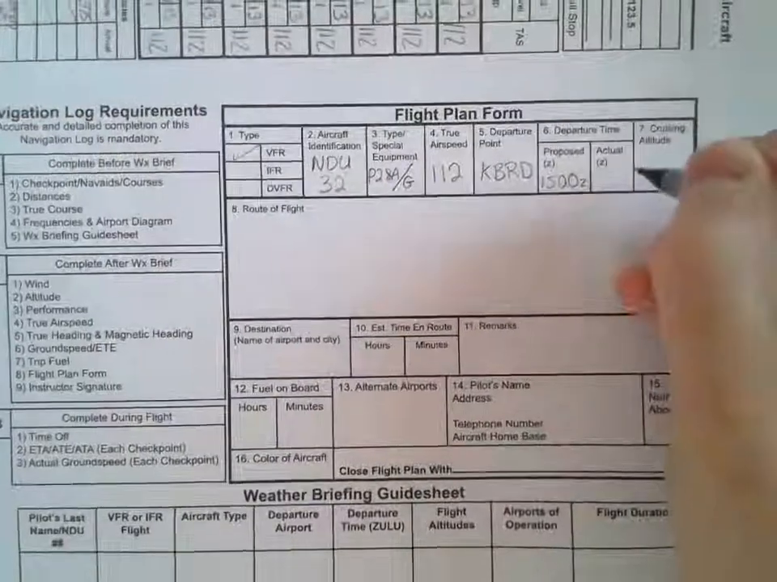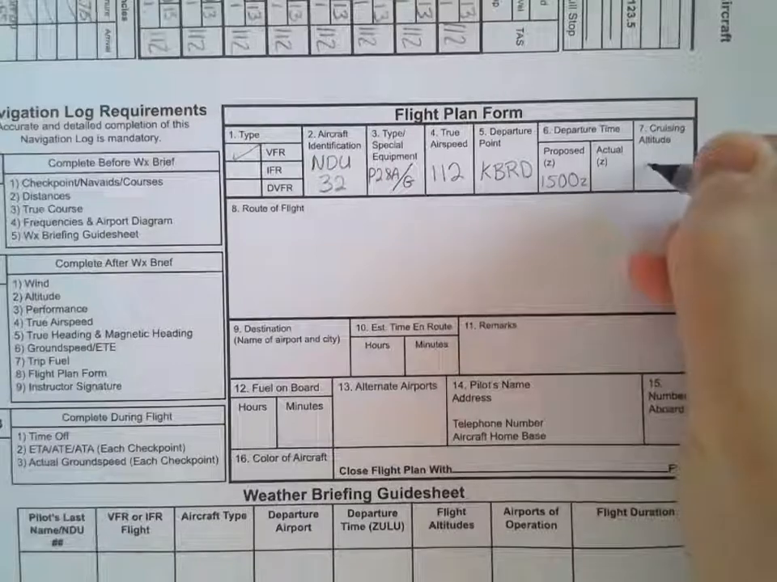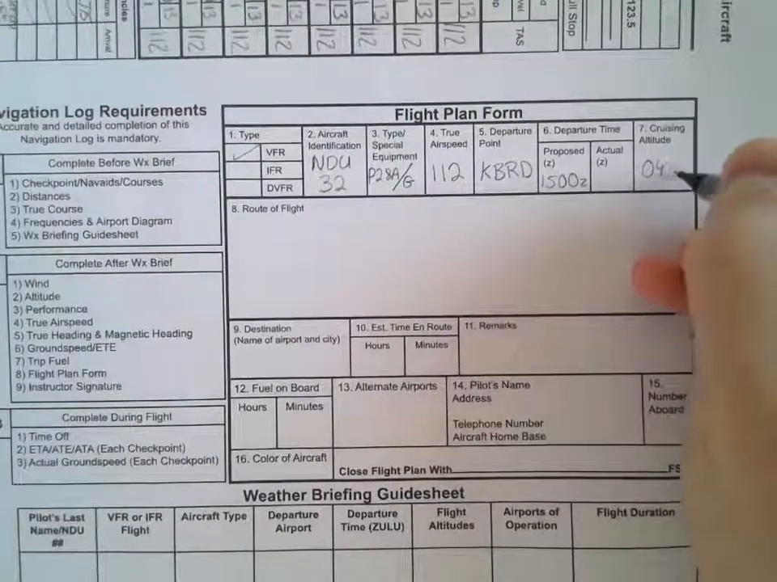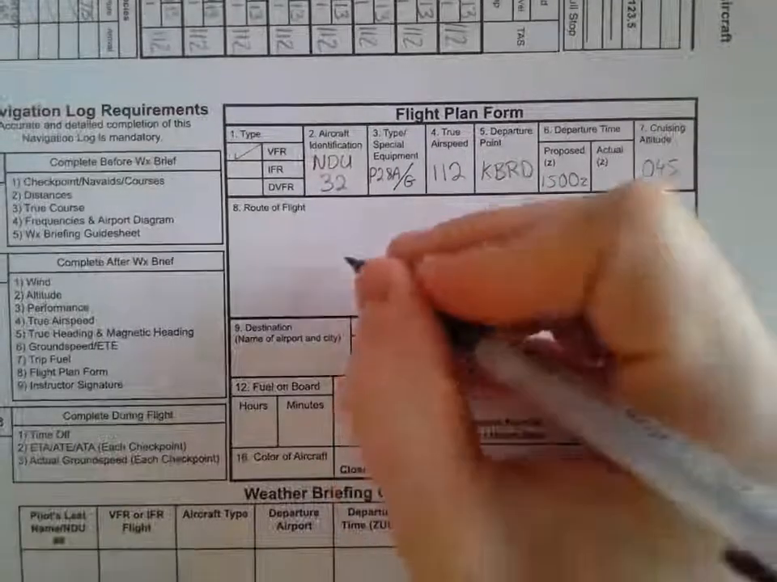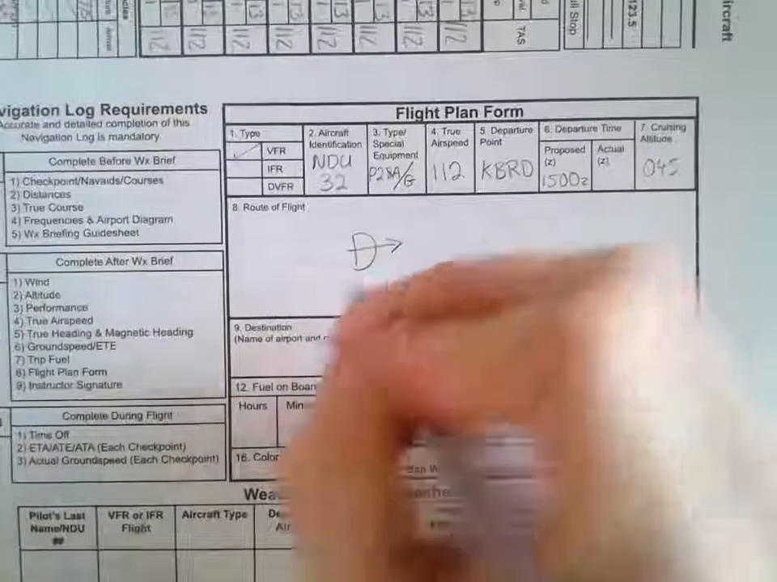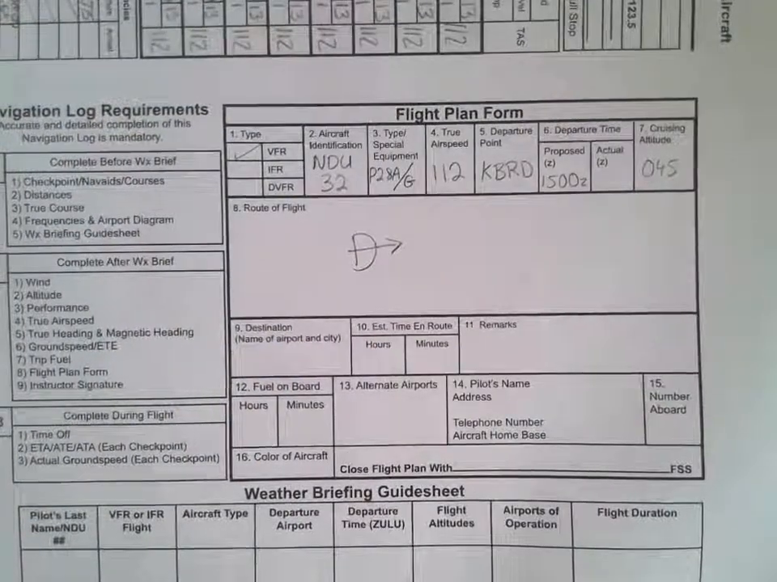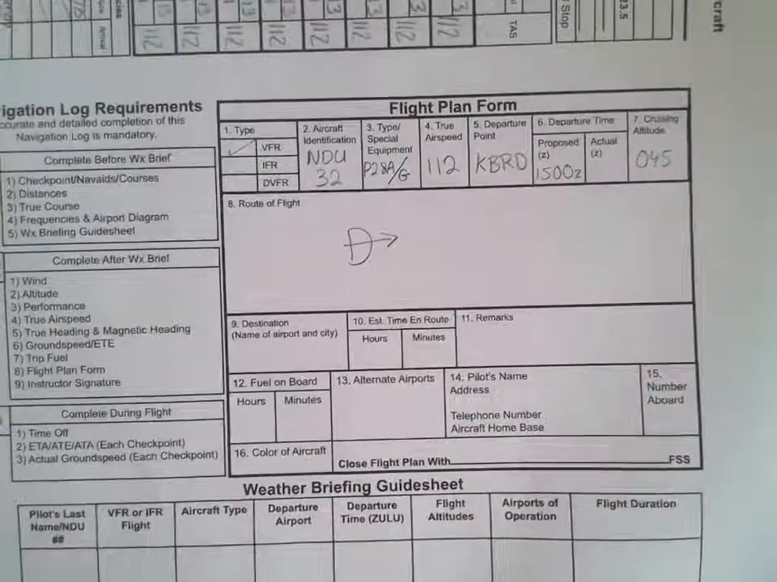If you remember, our cruising altitude we decided was 4,500, so we're going to put 045 to represent 4,500 feet. Route of flight is direct. If you want, you could draw a symbol for direct, or you could just leave it blank, or you could write the word direct, depending on how you file this. If you file this electronically, depending on what application or website you use, they may have different instructions for how you file that route there.